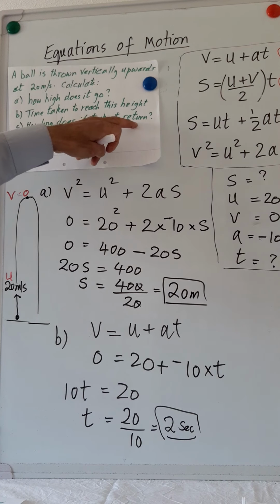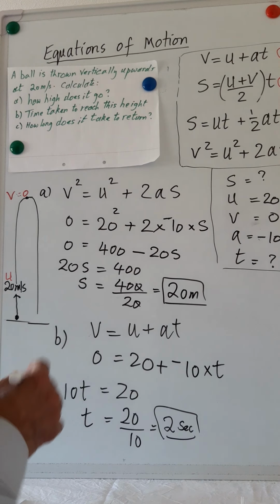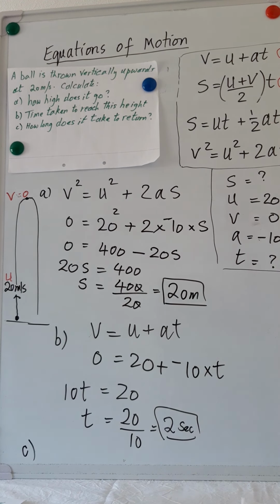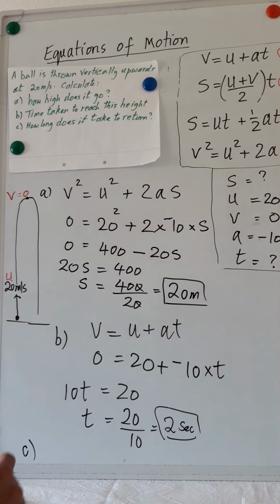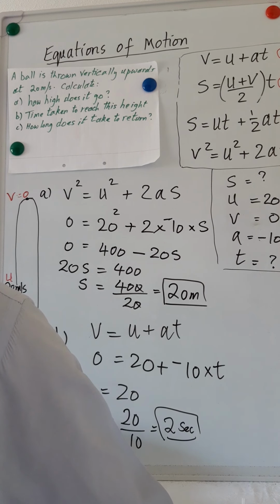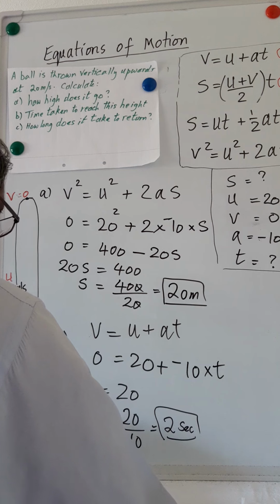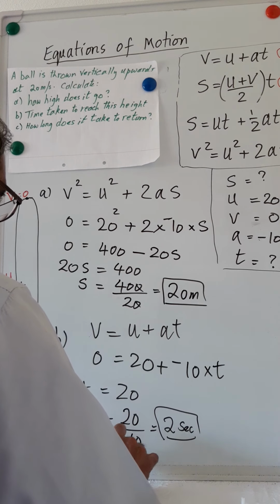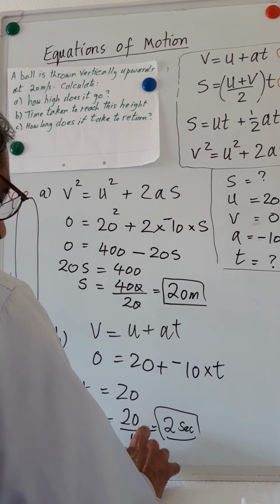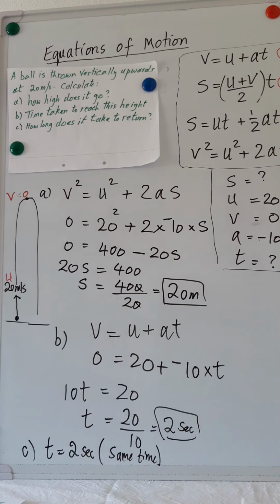Now, how long does it take to return? Now, part C, if it takes 2 seconds to go up, then it will take exactly the same time to return. So the time taken to return is also 2 seconds. Same time. And if they ask you for the total time of flight, how long was it in the air? It goes 2 seconds up and 2 seconds down. So altogether 4 seconds, it stays in the air.